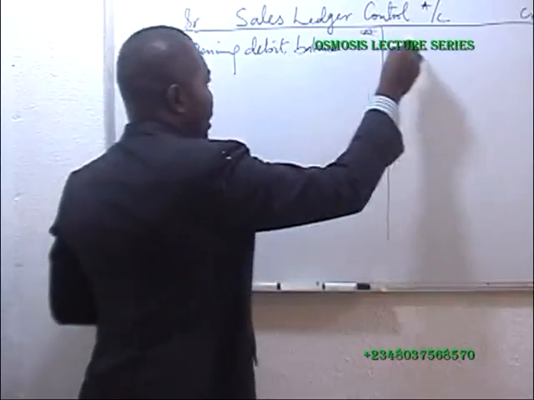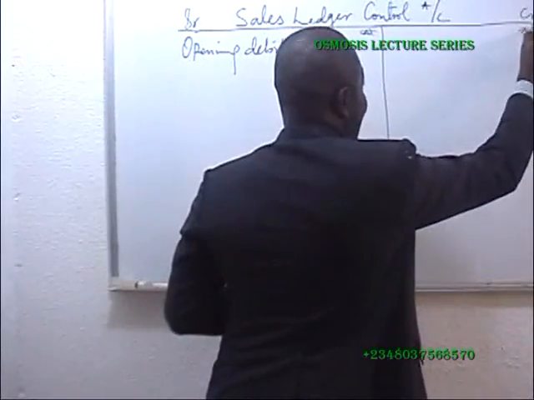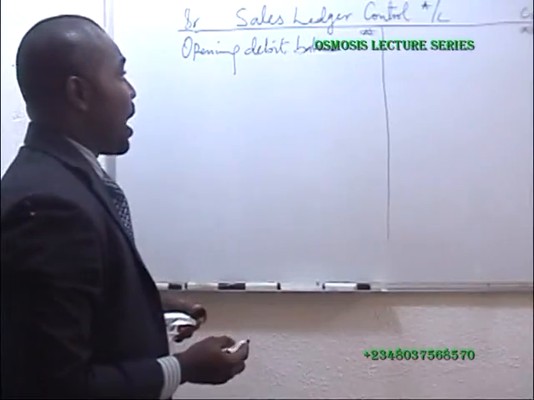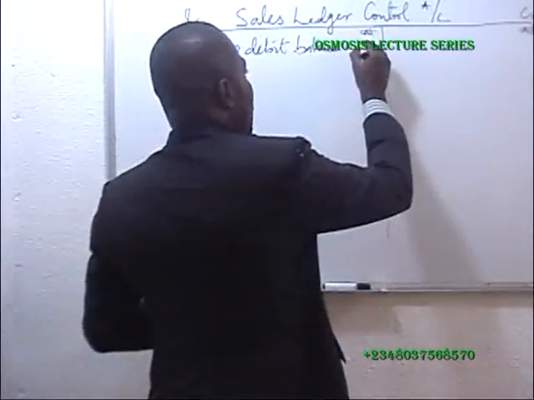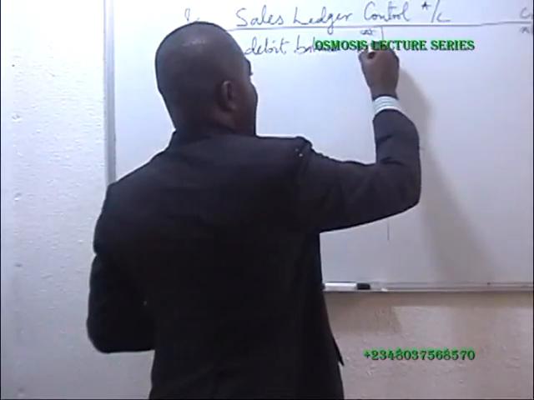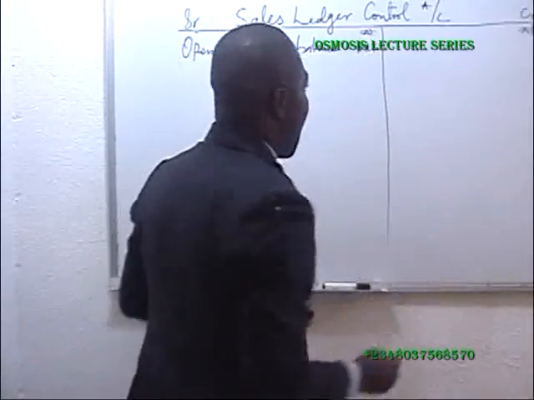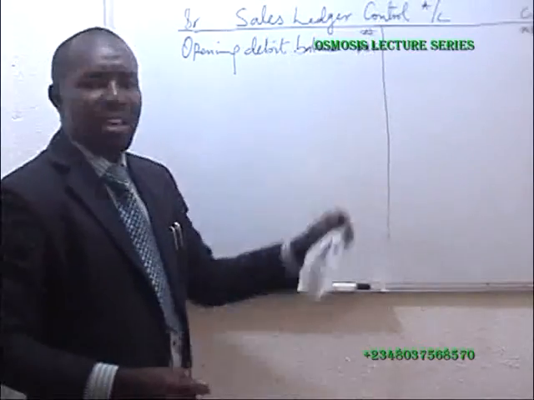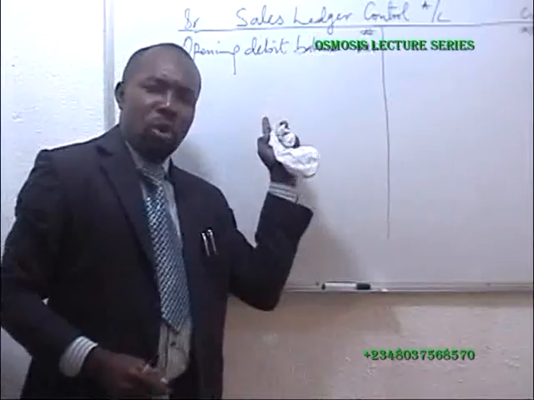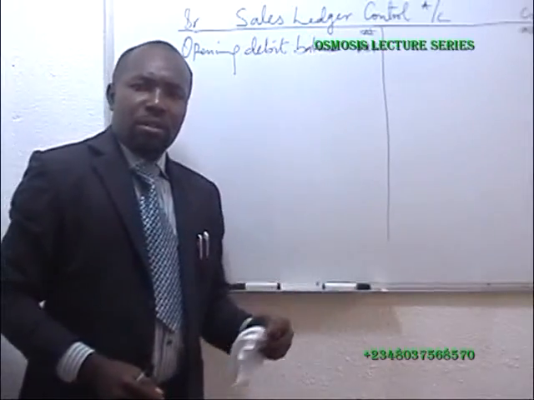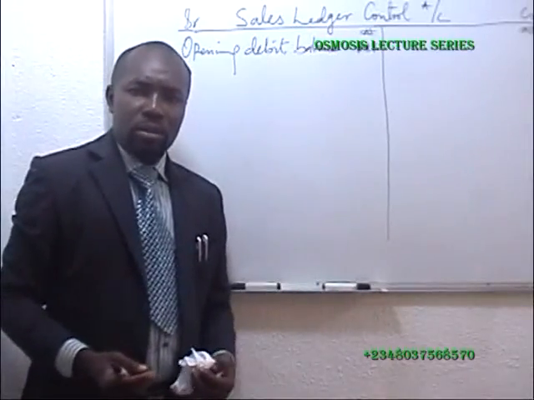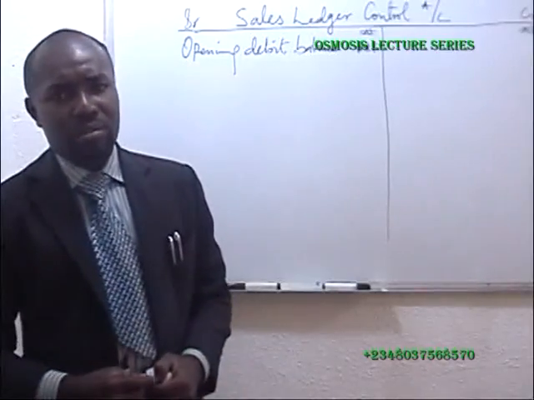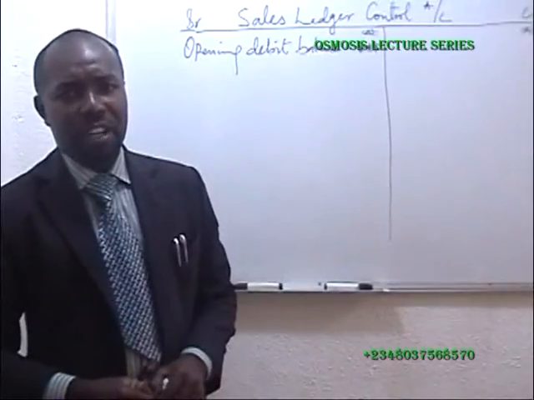Here we use the Naira sign, because we are in Nigeria and our currency is Naira. So I use this asterisk sign to show the amount. Opening debit balance. Now, this will have the opening debit balance, that is the amount of your debtors. Are you following? Please. I don't know if you are following, but let me believe that you are following effectively.